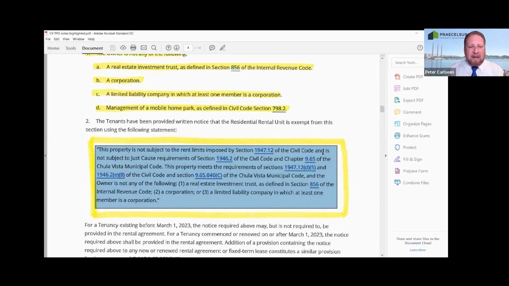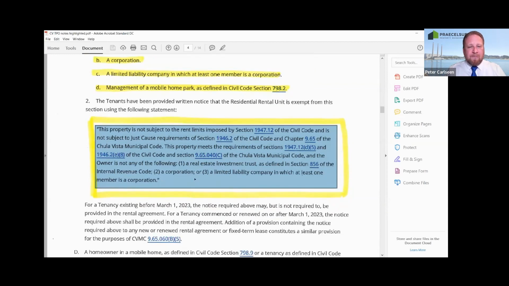However, it is not subject to just cause requirements of Section 1946-2. That also is talking about the statewide Tenant Protection Act. And then Civil Code in Chapter 965 of the Chula Vista Municipal Code. So it's exempted from that. So that's the fancy way of saying the property is exempted from all of this. And you're confirming that it's not a REIT, that it's not owned by a corporation or an LLC in which at least one member is a corporation.